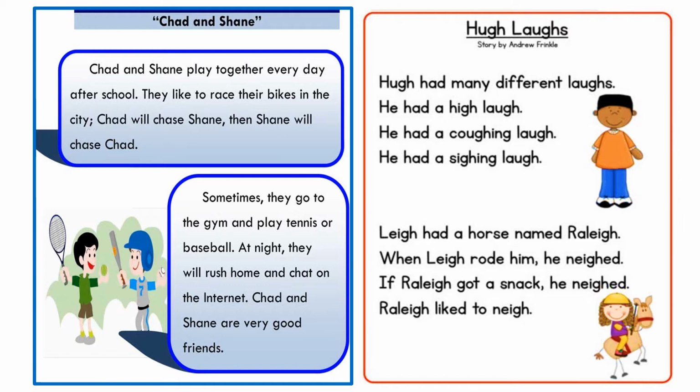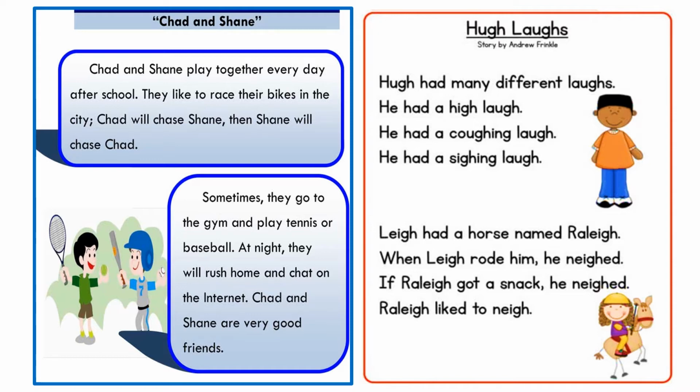Chad and Shane. Chad and Shane play together every day after school. They like to race their bikes in the city. Chad will chase Shane. Then Shane will chase Chad. Sometimes they go to the gym and play tennis or baseball. At night, they will rush home and chat on the internet. Chad and Shane are very good friends.